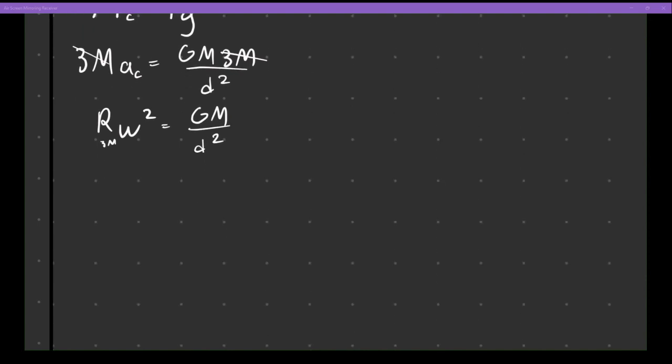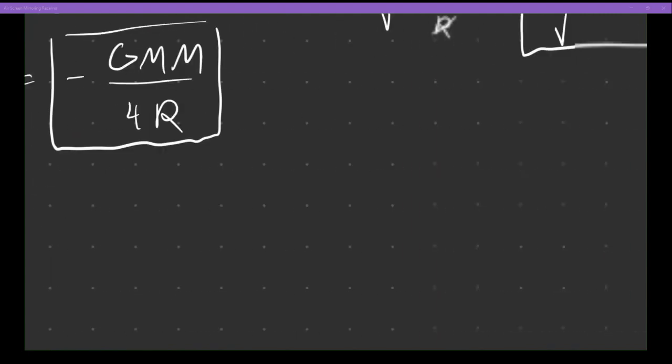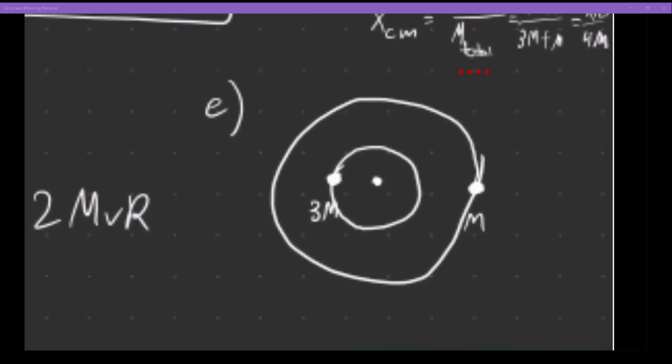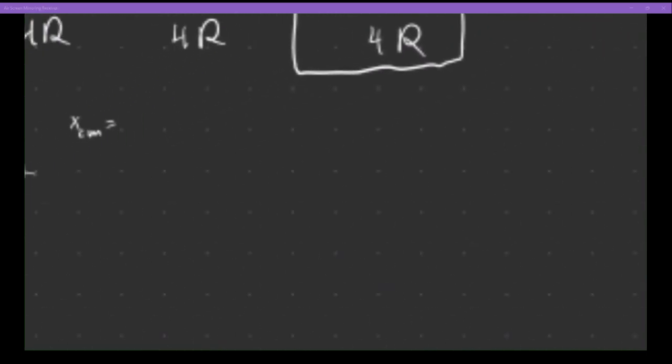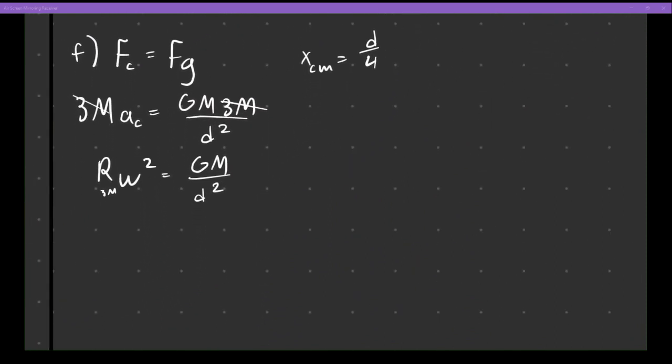But then I know that finding the XCM for the 3m mass, again, I know that from the last part it was d over 4. So that's the XCM from the 3m mass. So that's the radius for here. So I know this is d over 4 omega squared is equal to GM over d squared. So then I'm going to move that over, so isolate for omega. So omega squared is equal to 4GM over d cubed.